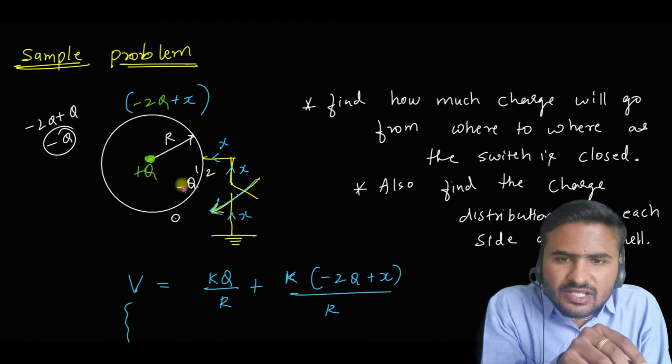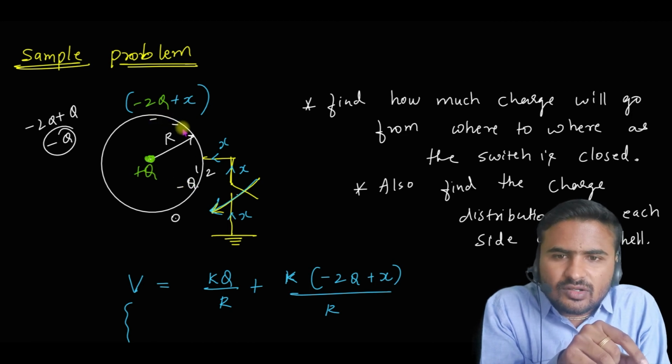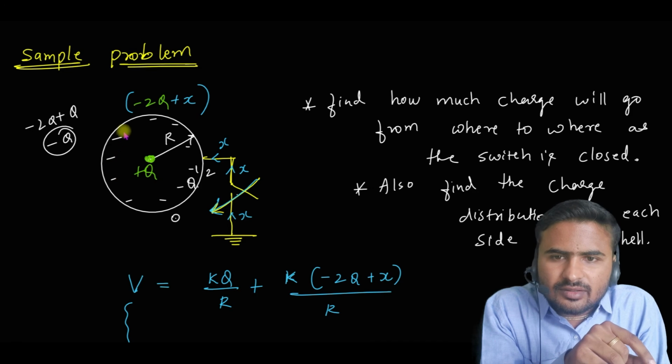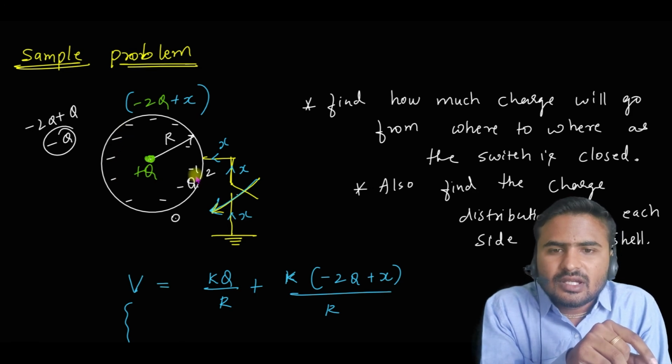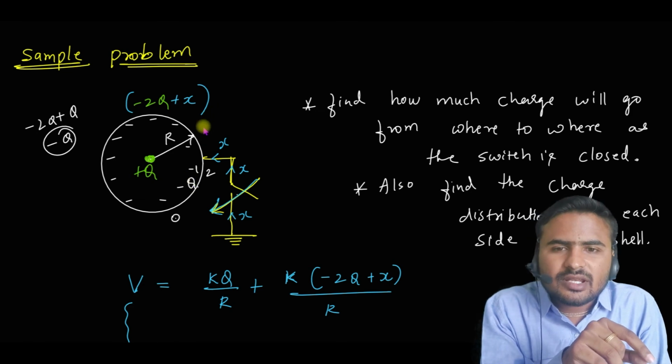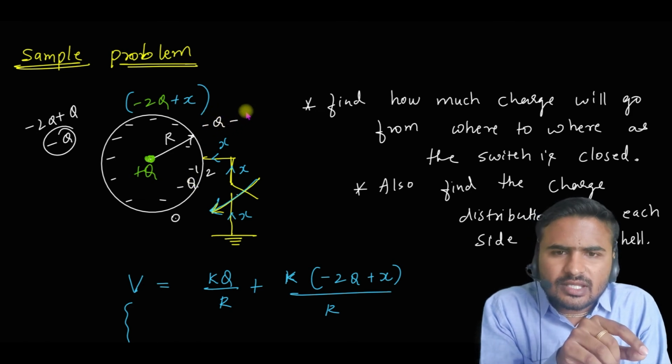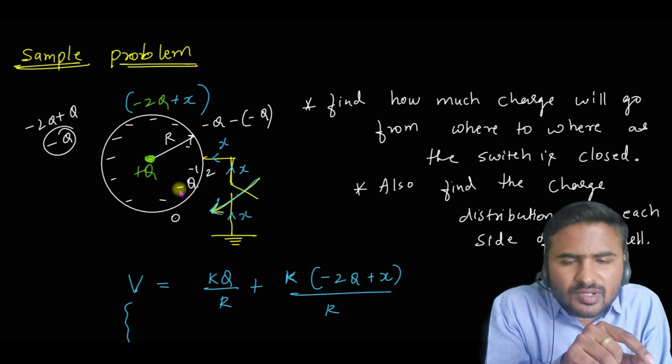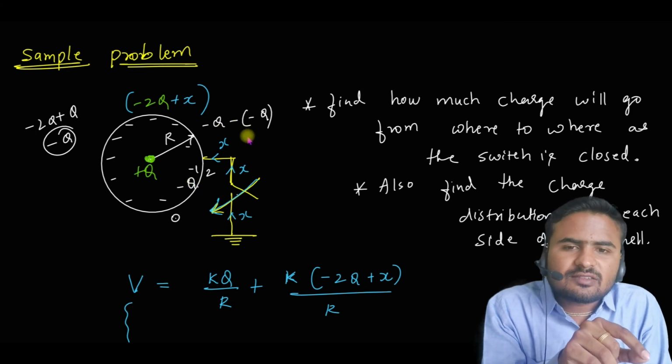The same amount of charge should be present on the inner surface with the opposite sign. So minus q will be present here. As the charge minus q is present here, how much will be outside? Total charge is minus q. In that, if you remove the minus q of the charge which is present inside, then the outside charge will become 0.